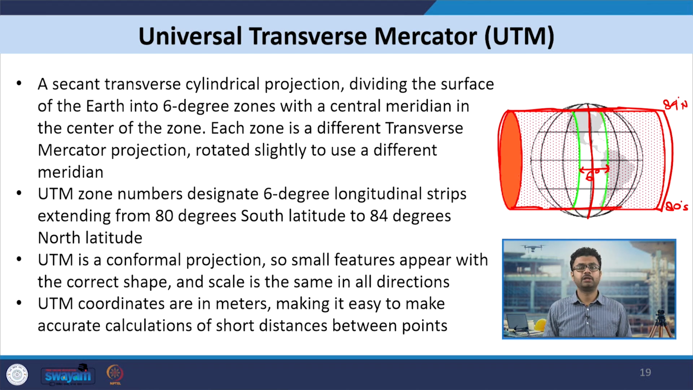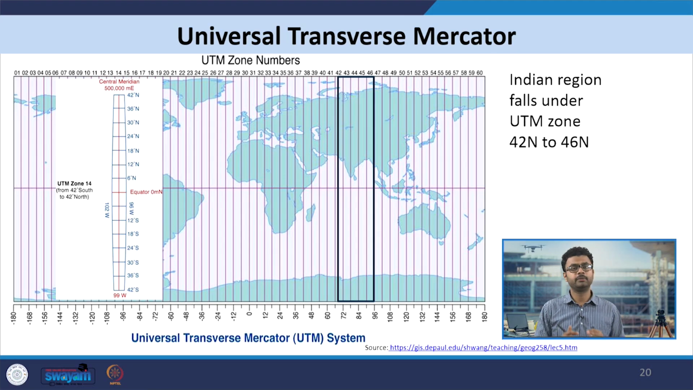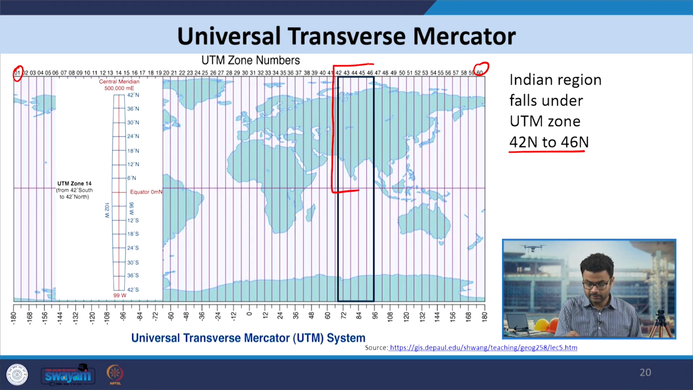So small features appear with a correct shape and the scale is the same in all directions, and UTM coordinates are in meters, which makes it easy to make accurate calculations of short distances between points on the surface of the Earth. So this shows the UTM or Universal Transverse Mercator system, and we can see there are 60 such zones starting from 1, and 60 is over here, and India falls under UTM zone 42 north and 46 north. So 42 north and 46 north, most of the Indian region falls in this zone.